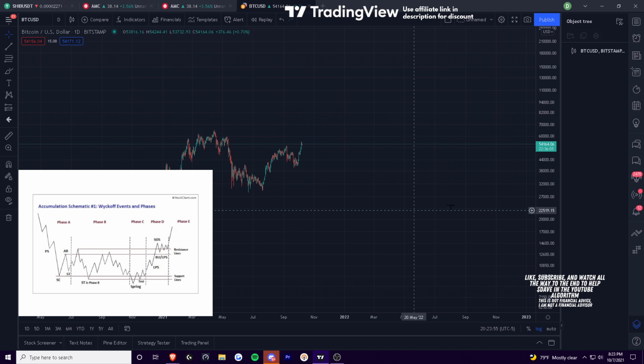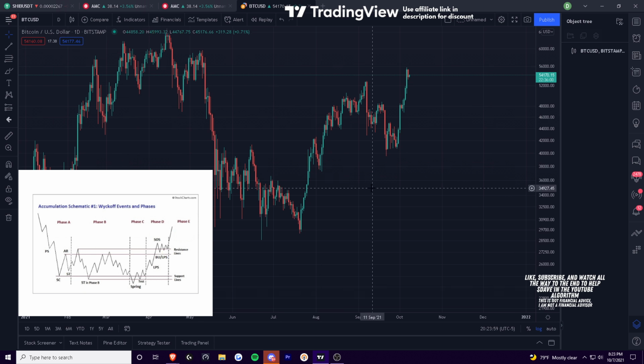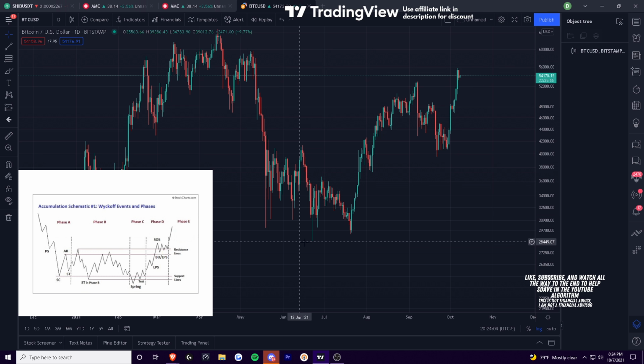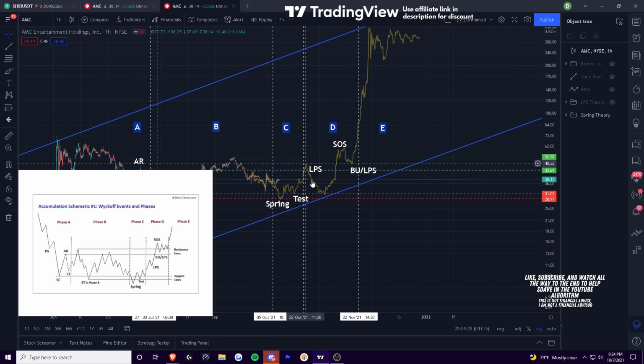Oh, let me zoom in here. I'm way, way out. But anyway, you see this big dramatic sell off here on Bitcoin. This would be representative of that spring in phase C, followed quickly by that test. So it bounces up right quick, and then bounces back down, gets that test, and then boom, you move into phase D, where now Bitcoin has been pumping lately, and I believe it's actually at the end going into phase E. But anyway, let's not talk about Bitcoin too much. I just wanted to show that as an example.